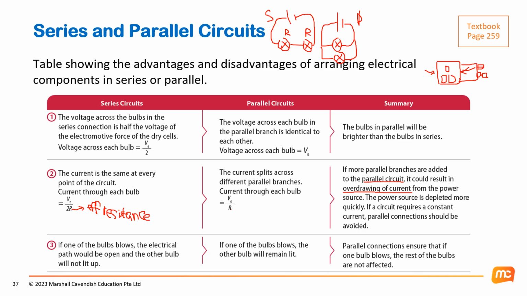Okay, for the last one. If I have bulbs placed in series and one of them blows, you can be rest assured that the other one will not work as well, because if it blows, it basically becomes an open circuit. So there's no other path for the charges or electrons to move. But in parallel, if one blows, the electrons can still take another path to move. Okay, so this is the summary of series versus parallel, the advantages and the disadvantages.